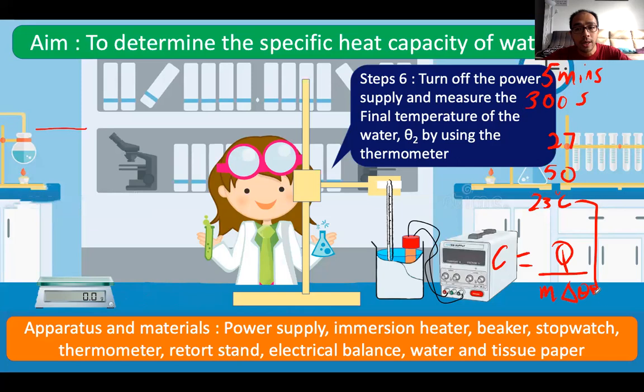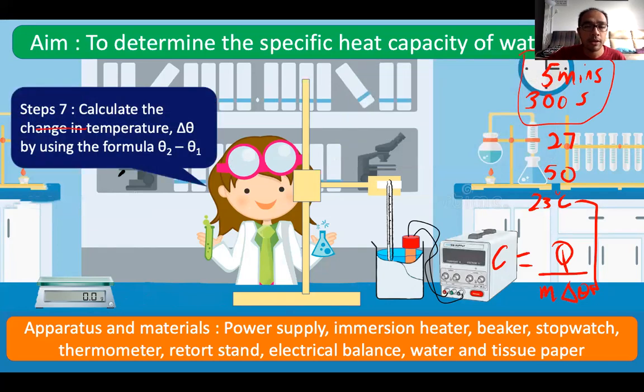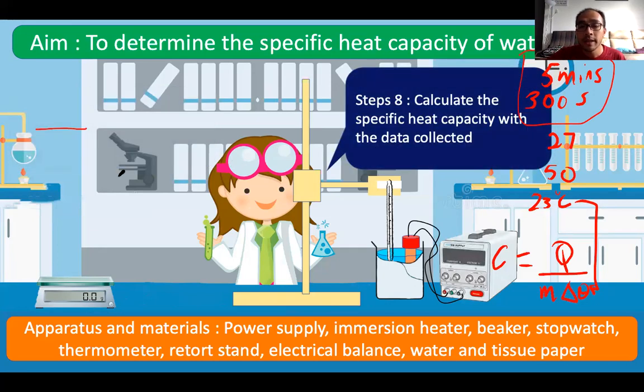So step one is how to calculate the mass. Step two is how to calculate the delta theta. And this next part becomes very important, which is step seven: calculate the specific heat capacity with the data collected. The only problem now is how do we calculate the Q?